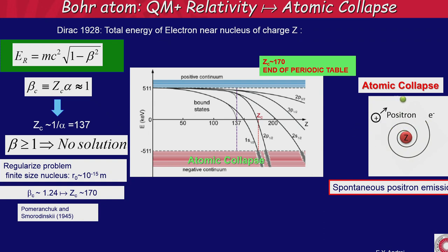Now, our friends in nuclear physics have been colliding heavy ions for decades, trying to look for the spontaneous generation of positrons when you have atomic collapse, and that never worked because you don't have such heavy nuclei.